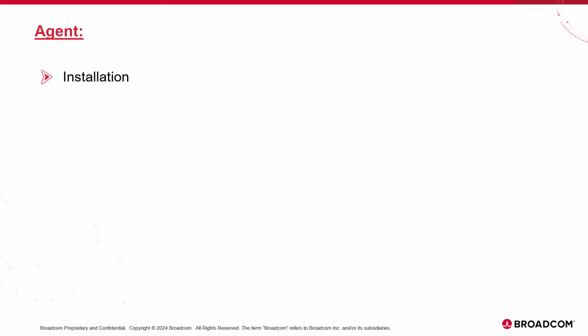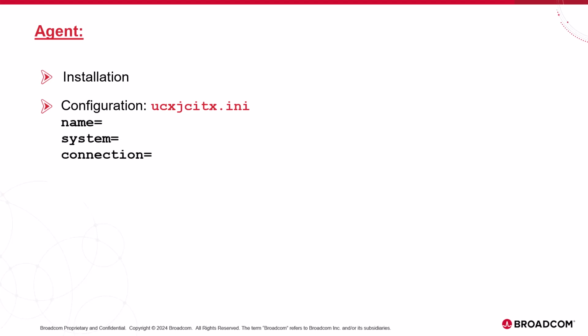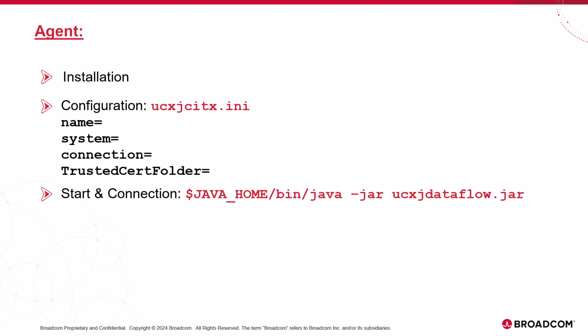Based on the platform, we rename the agent configuration file ucxjcidx and set a minimum of 4 values: the agent name, the AE system name, the host name and port connection to the automation engine's JCP, and finally the directory containing the TLS certificate. Finally, we start the agent by invoking the JAR file via the Java command. The agent connects to the AE and deploys the object templates needed to support the integration, the con or connection object, and the GCP Dataflow run job.